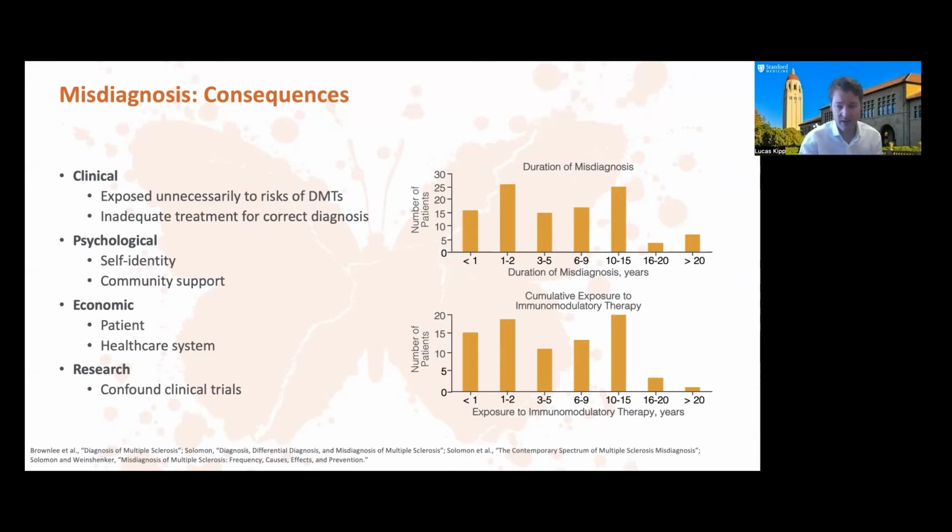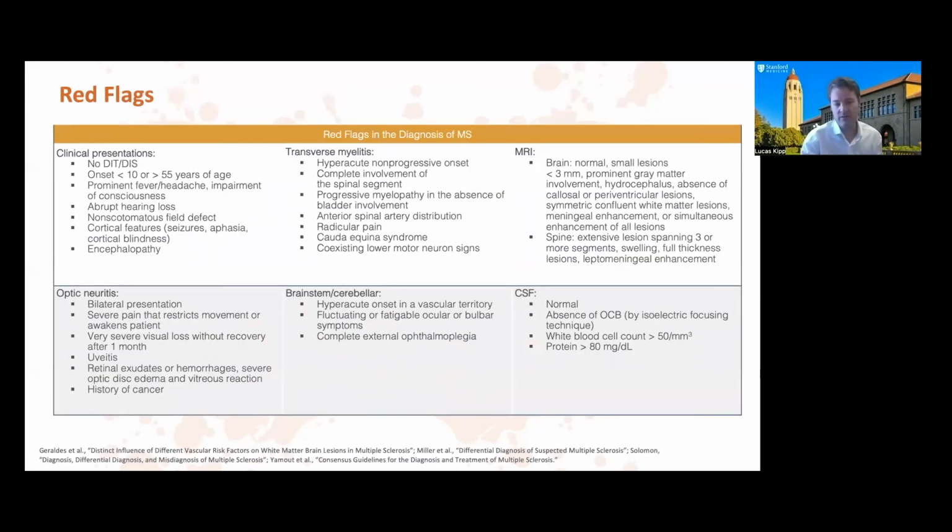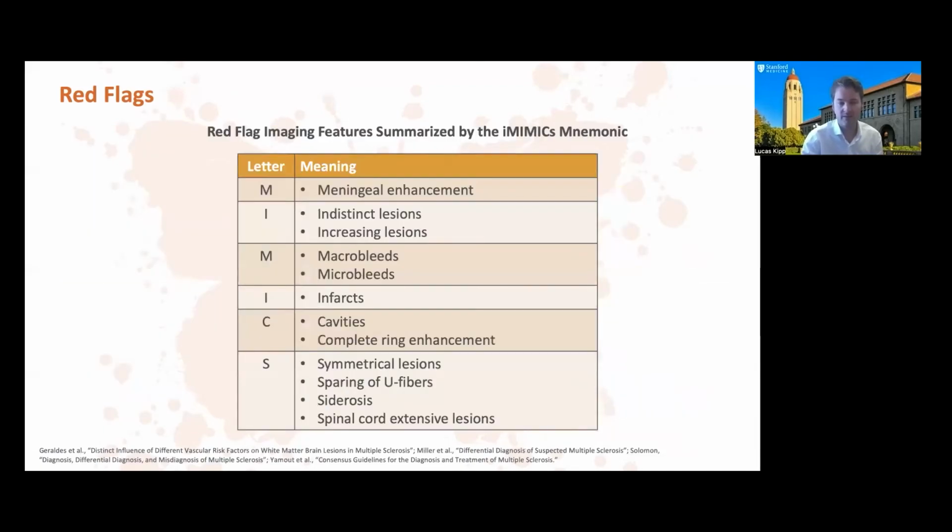There's also significant economic impacts, both to the patient and even just from a population level. The cost in the United States is upwards of $500 million a year for DMTs alone. It also confounds research if we're including the wrong people in our clinical trial. And I'll leave these red flags for you to look at on your own time, only to say that there are clinical, MRI, and spinal fluid red flags that you can utilize to help determine if this is MS or not. There's a nice mnemonic here called MIMICS that can also help you determine this.